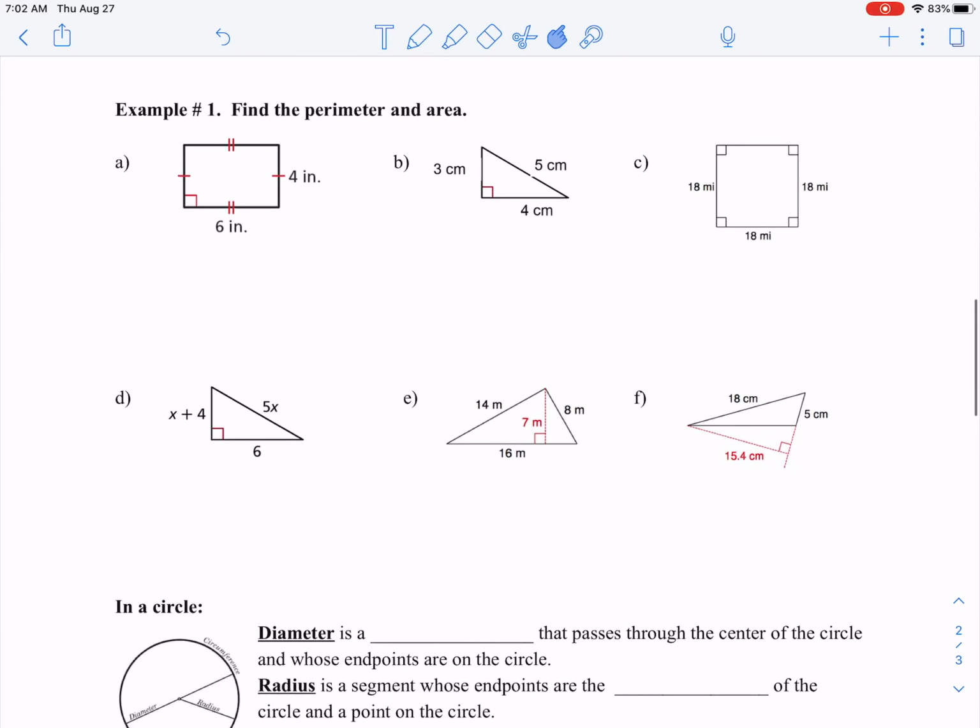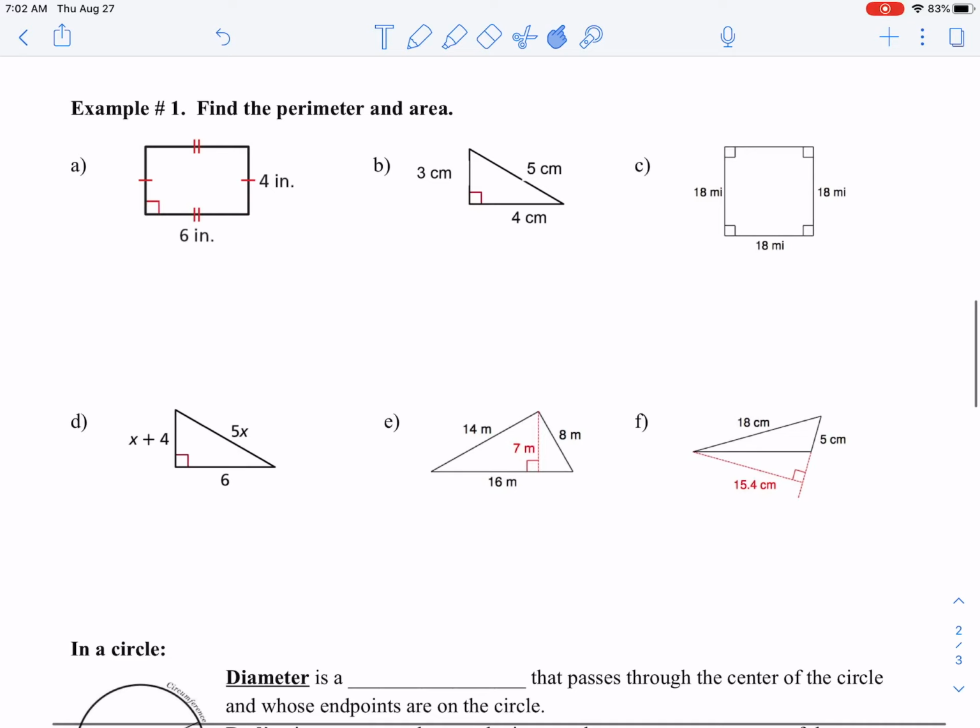I'm going to find the perimeter and area of some of these two-dimensional figures, these plane figures. Let's do a rectangle together, and then we'll do two triangles together, okay? Let's start with A, perimeter and area.